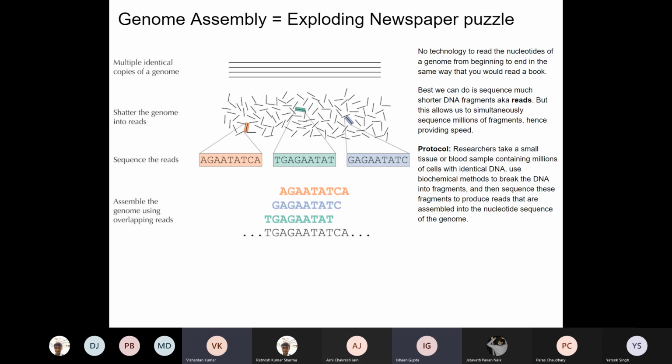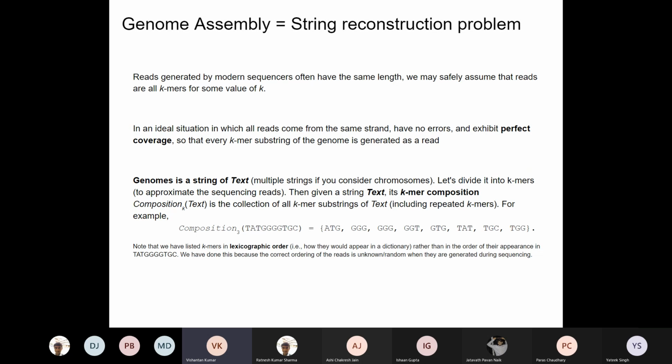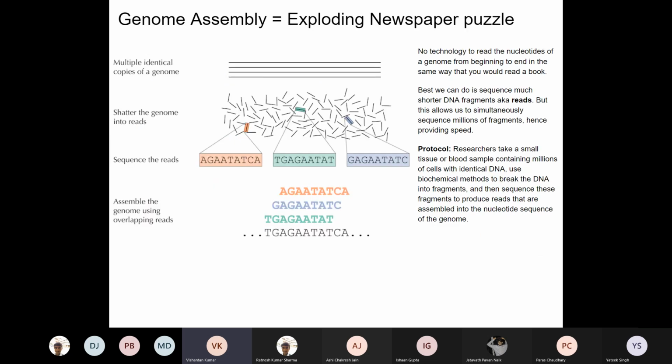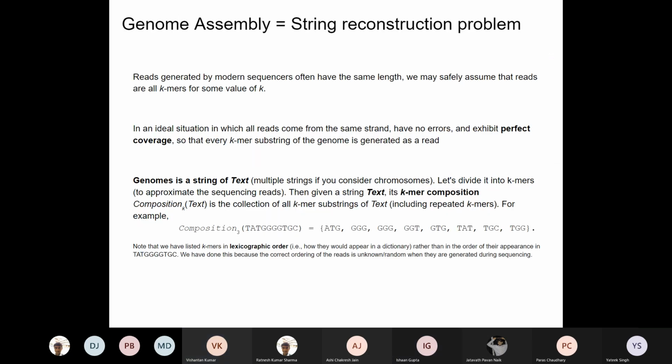So I had a question here. I guess we can have an overlap graph which has multiple Hamiltonian paths. So what do people do in that situation? I'll talk about it. Okay, fine. So genome assembly is basically a string reconstruction.